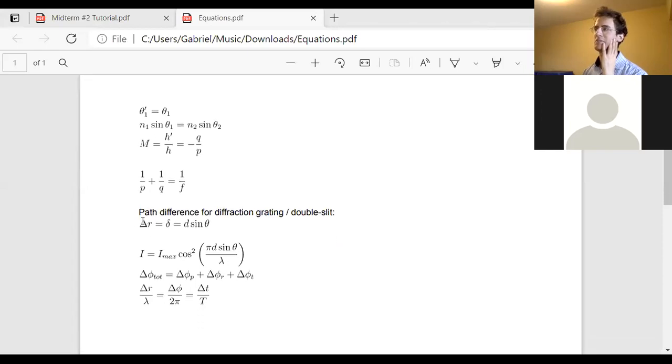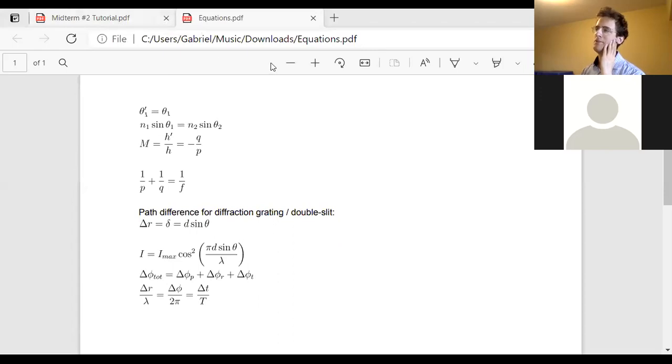Someone's asking what chapter the exam is on. There's a file on your Omnibox that tells you all the topics that are being covered. So I encourage all of you to look that up. I also put up the tutorial slides and the formula sheet. So let's see. Right, this is the formula sheet you're gonna get.